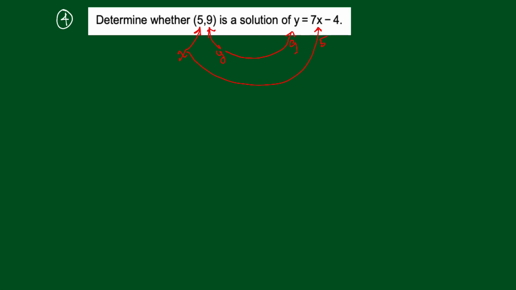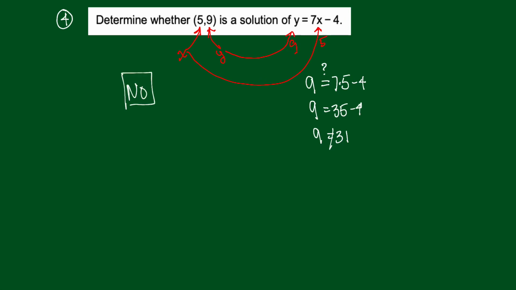So if you put those numbers in, I'm going to write it this way. 9 equals, and I'm going to put a question mark over here because I don't know for sure if it's equal yet. I haven't computed. 7 times 5 minus 4. 9 is equal to 35 minus 4. 9 equal to 31? No. So this is a false statement. I'm going to say the answer to this question is no. (5, 9) is not a solution to this equation.